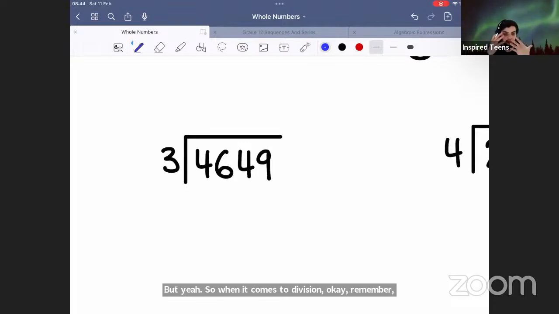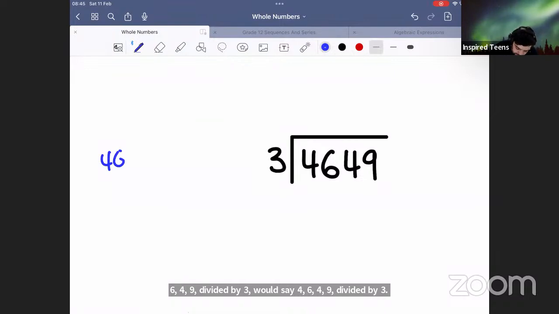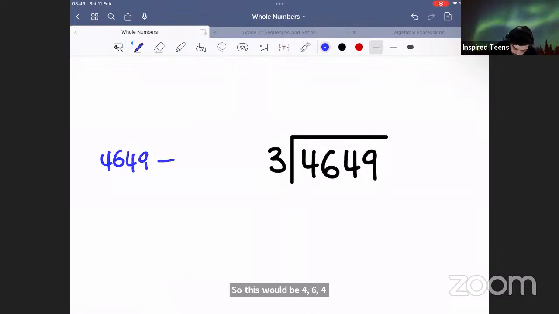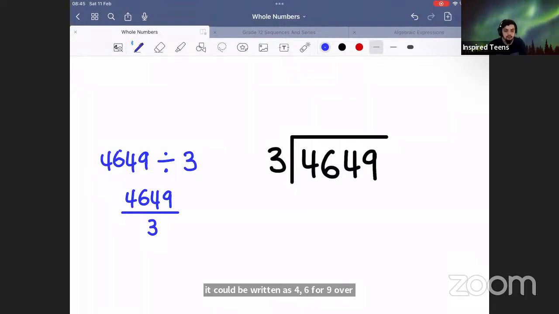We would say 4649 divided by 3. We're not saying 3 divided by 4649. So this would be 4649 divided by 3. Alternatively, it could be written as 4649 over 3.